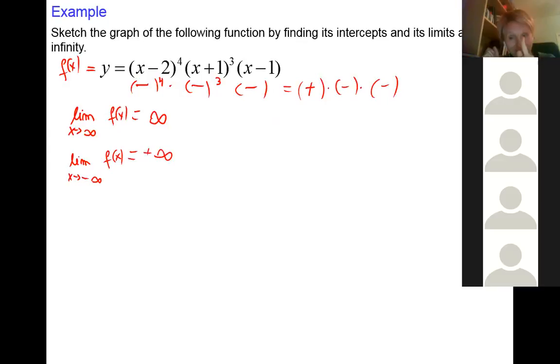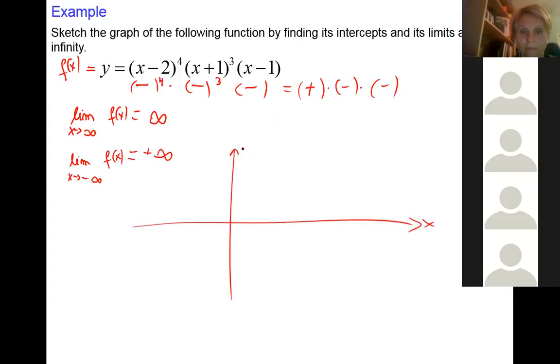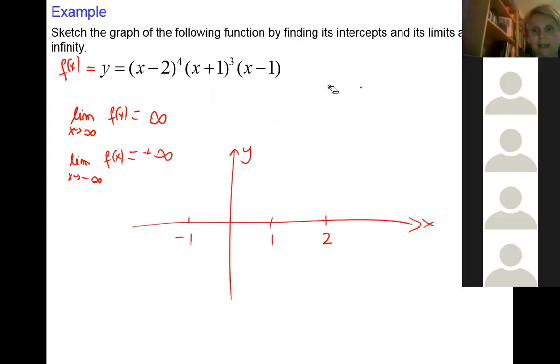Okay, can you tell me the x-intercepts? And I can maybe draw it for you. What are the x-intercepts? Yes, 2, -1, and 1. Really good. -1, 1, and 2. And now, what are we supposed to do? We're supposed to test the sign of each.